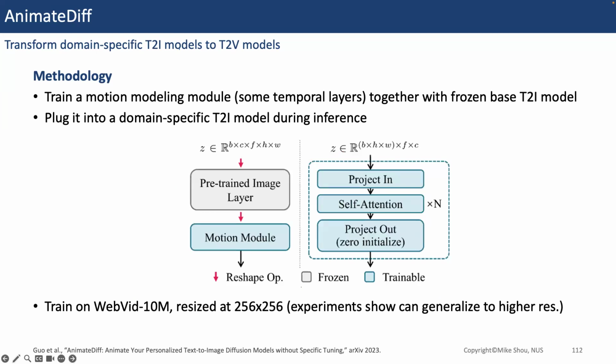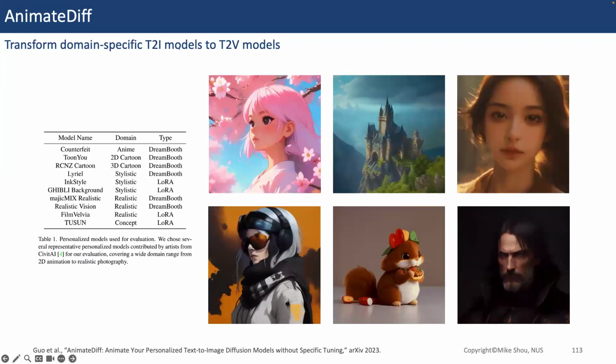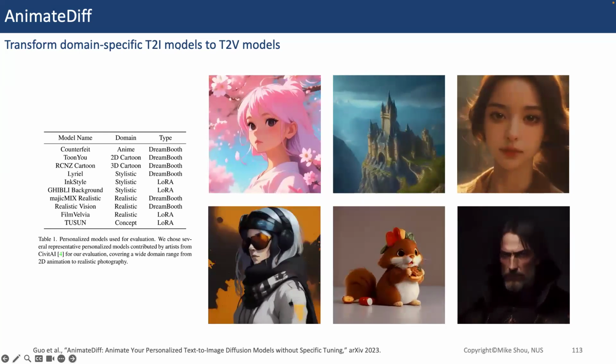The design of the motion module includes the projection layer and also the self-attention layers in the middle. In the training process, they only train the motion module using the WebVid dataset we mentioned with 10 million clips. A notable advantage is that they train at a resolution of 256 by 256, but the model can generalize well to higher resolutions. This can save computational resources during training. And here are some results of AnimateDiff.